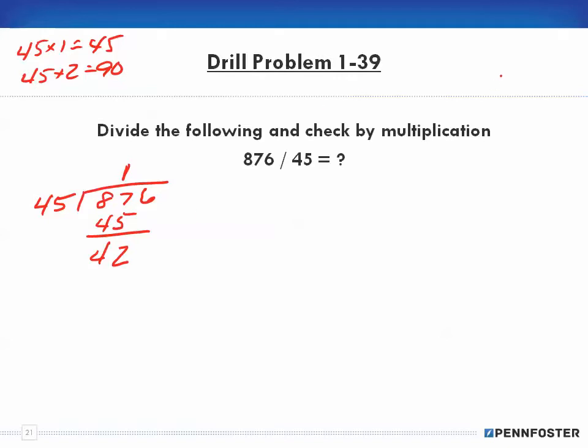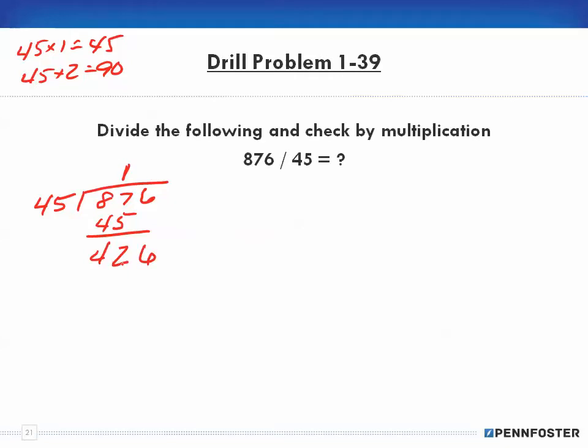But if I had guessed on that problem and had 4, and my remainder was greater than the number I'm dividing by, well then I know I would have to move up to a bigger number, trial and error. So again, if this here answer was not 42, but it was like 47, well then I know that I would have to divide by 2 instead of 1, okay? So I'm left with a remainder of 42, and I bring down my 6.